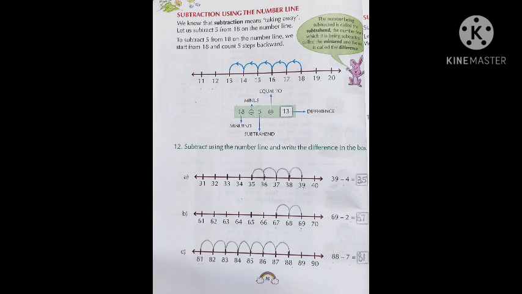Coming to the next question, number 12. There are 3 number line questions which I have done for you. The first one is 39 minus 4. On the number line you can see 39 is there. We are going to jump 4 numbers back. 4 numbers back from 39, the answer will be 35. So 39 minus 4 will be 35. You can see the other examples also.